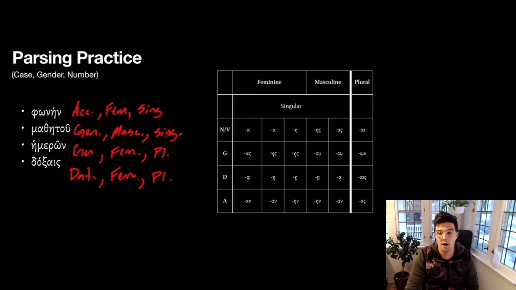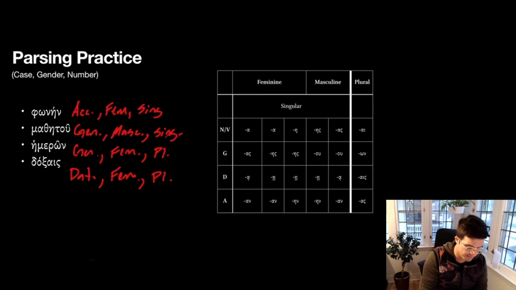So here are the answers, and as always, forgive my chicken scratch. What we have with phonane is an accusative feminine singular. With mathe, we have a genitive masculine singular, so this is a first declension masculine noun, unlike most other first declension nouns, which are going to be feminine. Hemeron, we have a genitive feminine plural. This own ending is always going to tell us genitive plural.